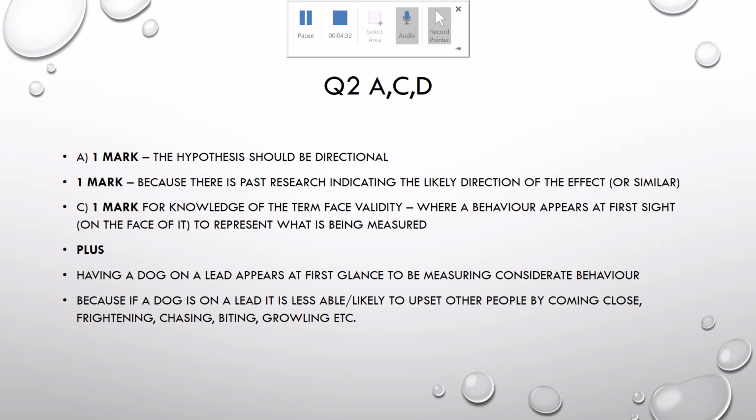Okay, and then from there you get 1 mark for each of these points. So if you mention that having a dog on the lead appears at first glance to be measuring considerate behaviour, so if you've made reference to the dog lead, you've made reference to at first glance or on the face of it, or it looks like, and considerate behaviour, you get the marks.